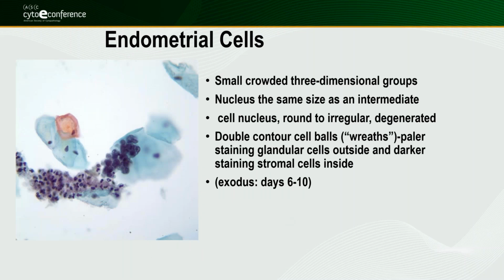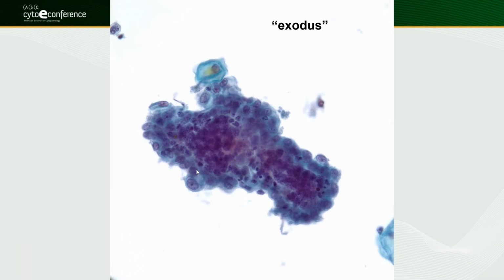Typical endometrial cells come all the way down from the endometrial cavity, so automatically they are small, in crowded, three-dimensional groups, and the cells typically look degenerated. The size of the nucleus is similar to the intermediate squamous cells, and they are round to irregular and look degenerated, and sometimes you'll see a double contour, called exodus, with glandular epithelial cells on the outside and stroma on the inside, like this.